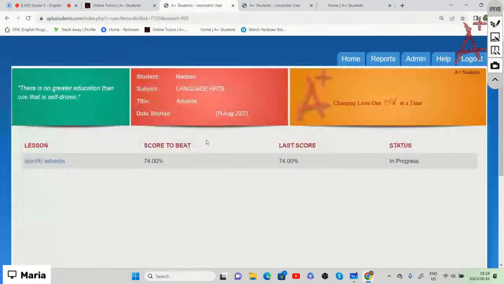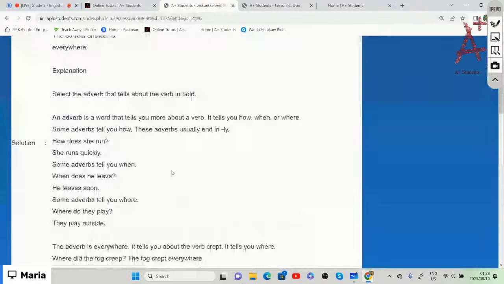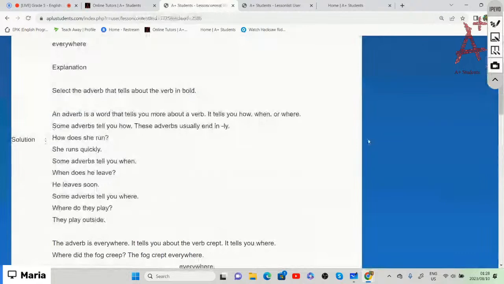So that is under the chapter of adverbs where we identified adverbs. And we said that an adverb is a word that tells you more about the verb, and it tells us how, when, and where. And we said that adverbs that tell us how are usually ending in ly. And we made quite a few examples of adverbs that tell us how, where, and when.